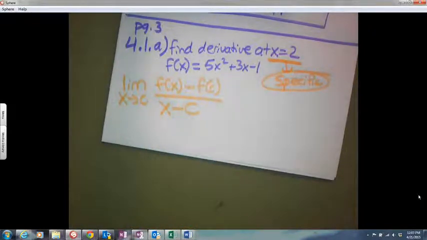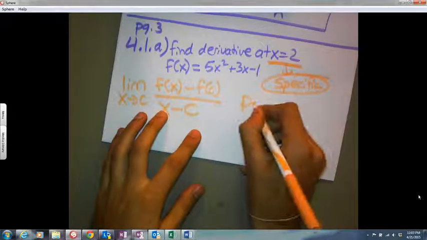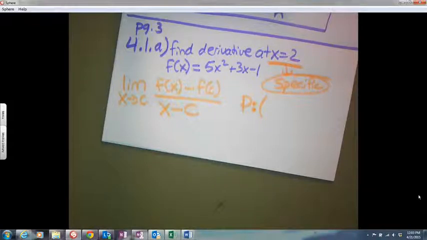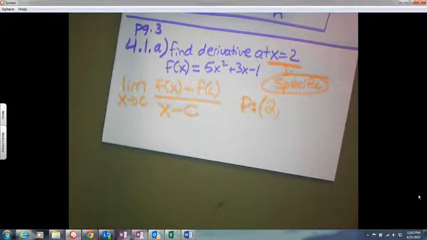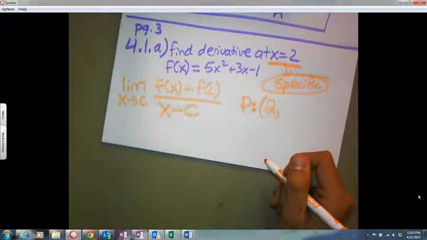So with all these limit problems, we need the point P. What is the x-coordinate, Giselle, of point P? 2. Anthony, how am I going to get the y-coordinate now? Yep, and what am I going to get? 25. Absolutely right. Plugged in 2 here, got 25.